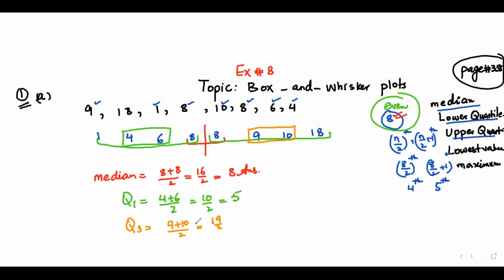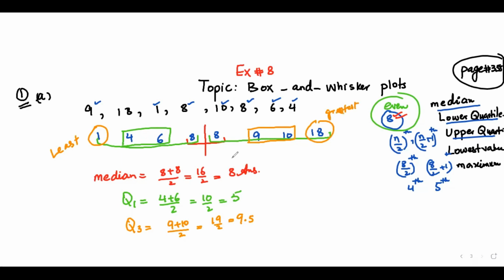19 over 2. And then after that, I have to divide it. 19 divided by 2 is how much? It is 9.5. Actually, you have to take the average of the two central values. We are taking the average of two central values. Then we can say 1 is our least value, and 18 is our greatest value, the maximum value.